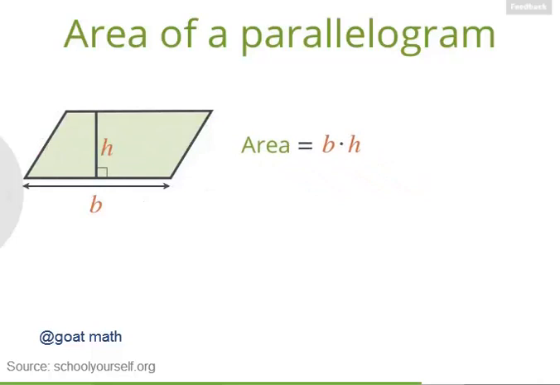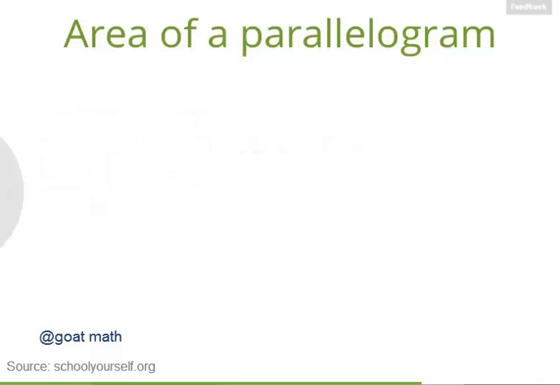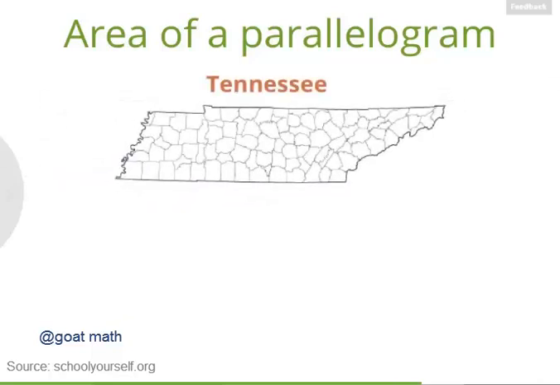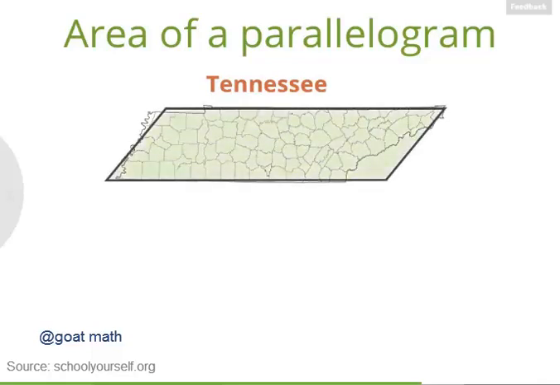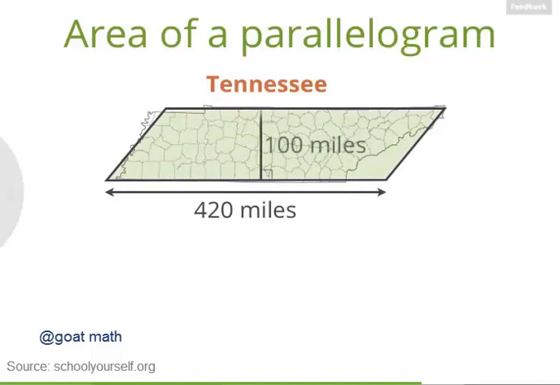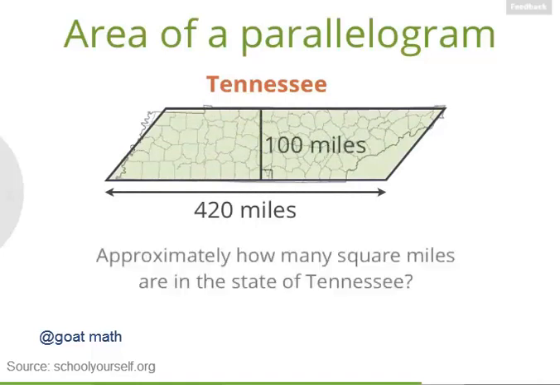To find its area, you multiply its base by its height, which is the length of the perpendicular line connecting the base to the opposite side. Let's try an example. Here's a map of the state of Tennessee with all its counties. Tennessee kinda looks like a parallelogram. The base is about 420 miles and the height of the state is about 100 miles. So what's the approximate area of the state? That is, about how many square miles are there in Tennessee?